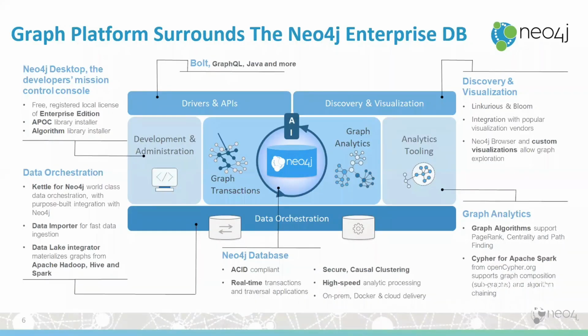Neo4j is not just the graph database, but Neo4j is a complete graph platform. Neo4j provides all of the pieces around the graph database to make it easy to build a solution around Neo4j. Starting on the left and going clockwise, we have tools for development and administration, drivers and APIs, discovery and visualization tools, analytics tooling for graph analytics, and data orchestration tools at the bottom. We provide everything you need around the database, the complete graph platform, to make it easy for our customers to build a connected data solution on top of the Neo4j graph database.